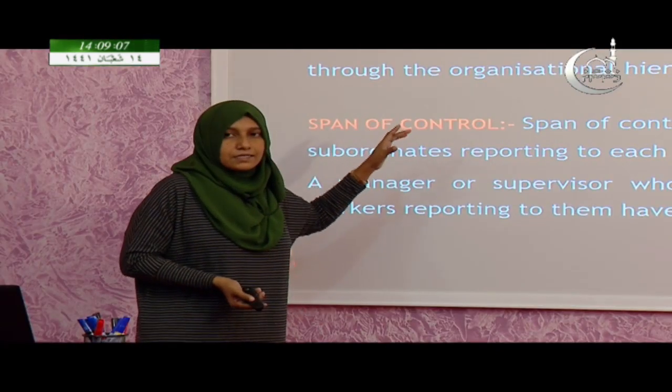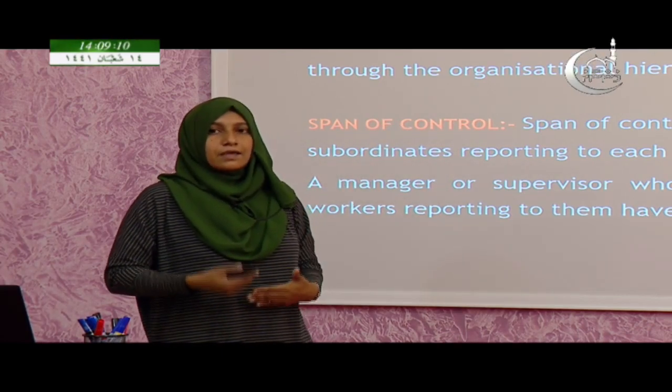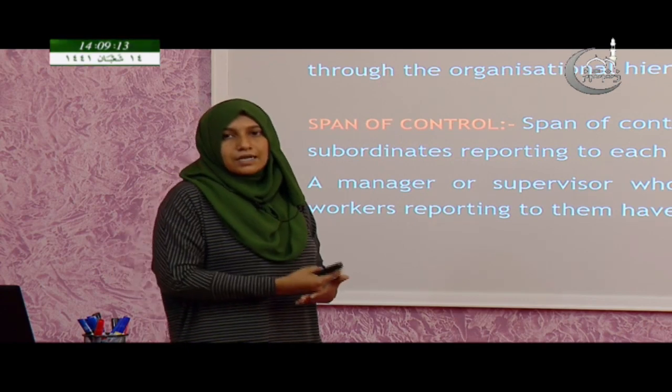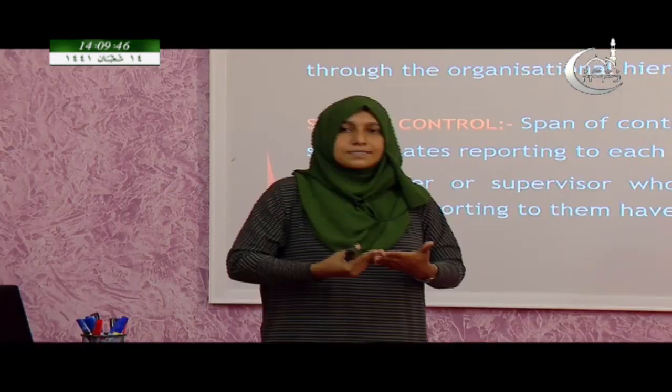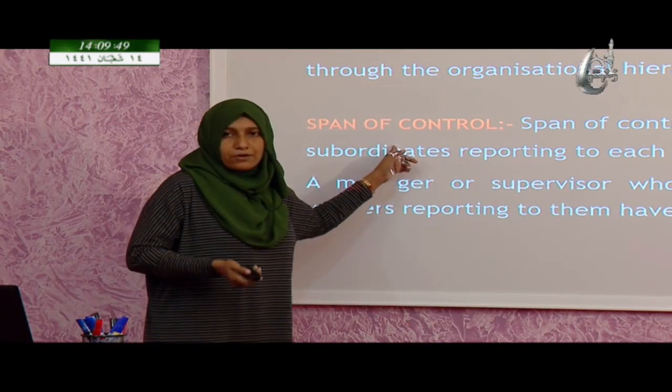By delegating the task, managers have to make sure that they are monitoring and controlling the task, and they have to check whether the employees are completing the task. If employees have not completed the task, the manager has to take the blame for that. Next one is span of control. Span of control is the number of subordinates reporting to each supervisor or manager. That means we have to know the number of workers who are directly working under a particular manager, and that is what we call span of control. Within his limit, within his control, how many workers are working in the organization, that is what we call span of control.